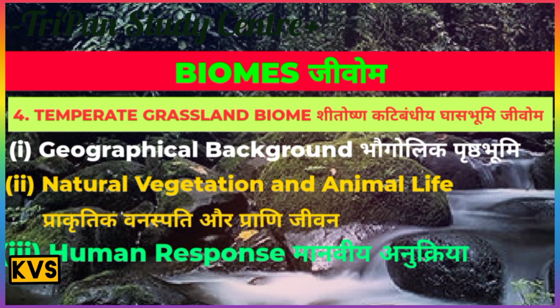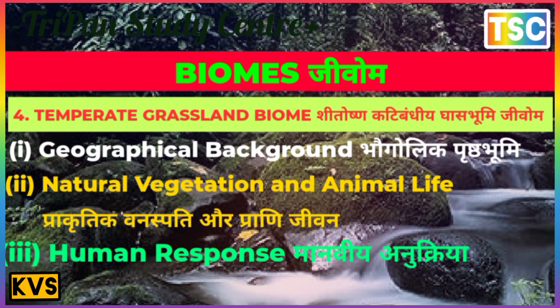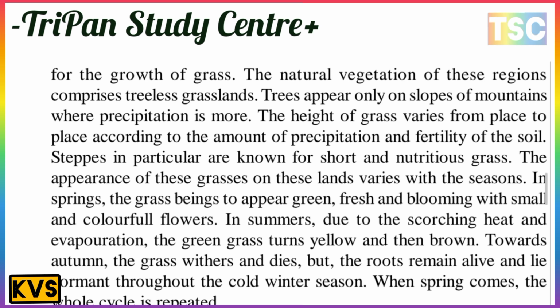The next topic: natural vegetation and animal life. This is an important topic. The precipitation is too low for the growth of trees, but sufficient for the growth of grass. The natural vegetation of this region comprises treeless grasslands. Trees appear only on the slopes of mountains where the precipitation is more.